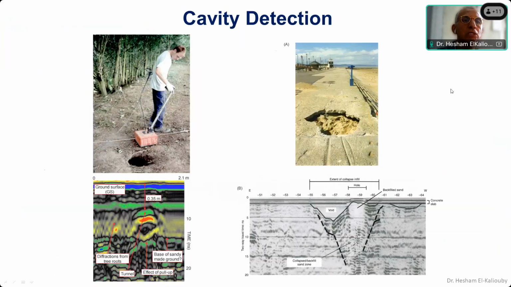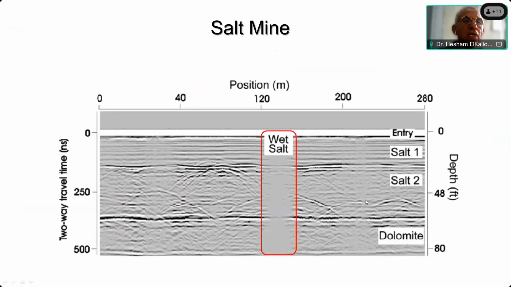Again, here for cavity detection, especially if you have a surface, it's better to start from this point and go on to check if the site has any more cavities or not. Salt mine: dry salt has no problem with GPR, but wet salt is extremely conductive, so you can hardly get any signal. So you can make use of this to tell us we have some water here with this salt.